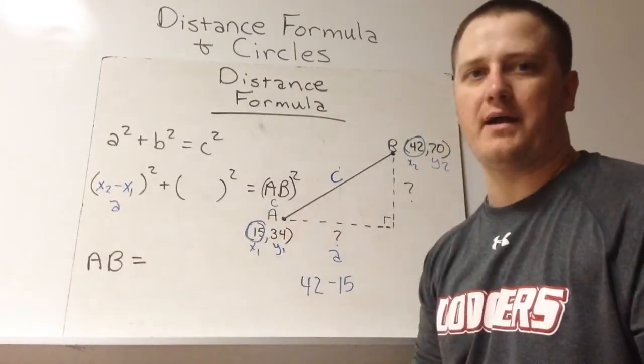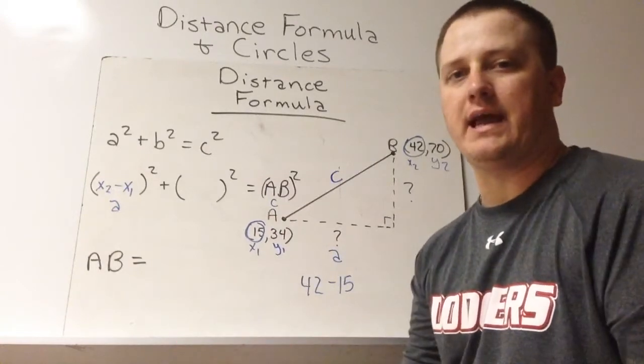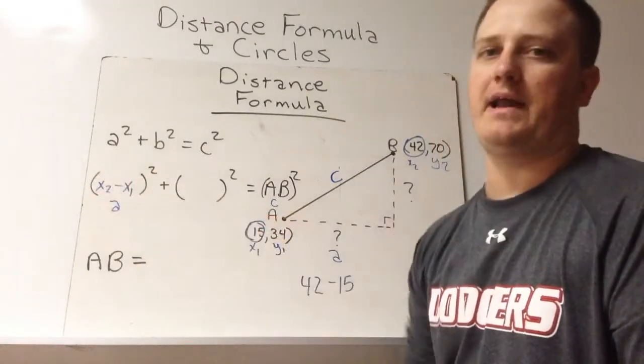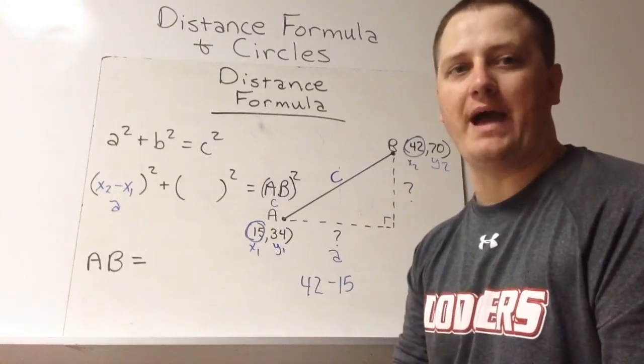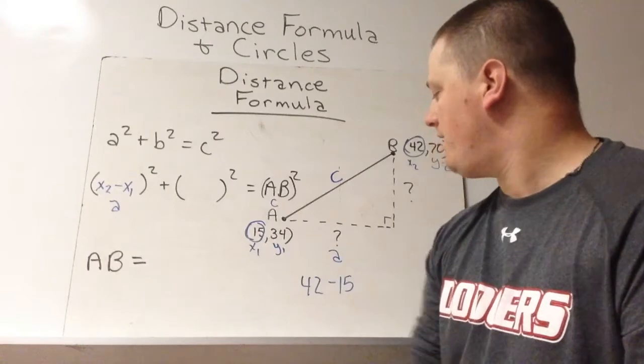Then we're going to square it. By squaring it, we get rid of any negatives. So even if we go x1 minus x2, when we square it, it'll be positive. So it really won't matter if we get negatives there.